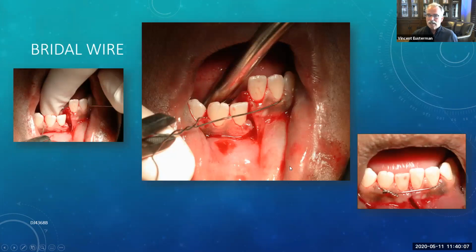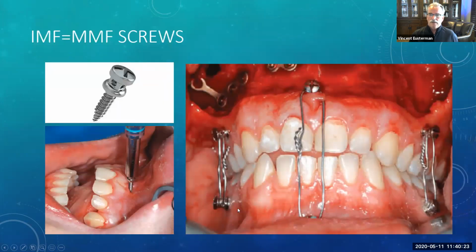Bridal wires, I use pretty extensively. You don't want to use them on the teeth in the fracture, but you want to try to use them on canines or something nearby where you pull the jaw together, and that can certainly help you put plates on too. So bridal wires are good for temporizing and they're good for intraoperative repair.